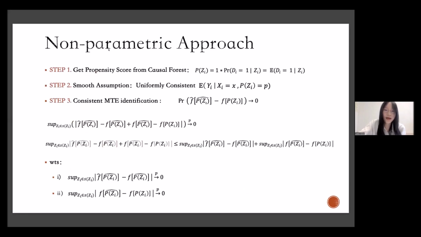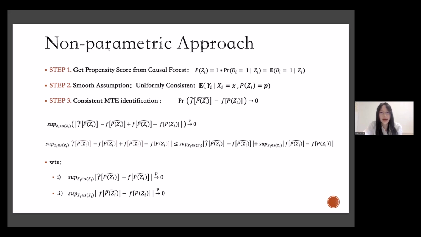Now, all prepared, our non-parametric approach started from generating the propensity scores using the causal forest. Since Di is a binary treatment, the propensity score can also be written as the expectation of the treated ones conditional on the instrument.